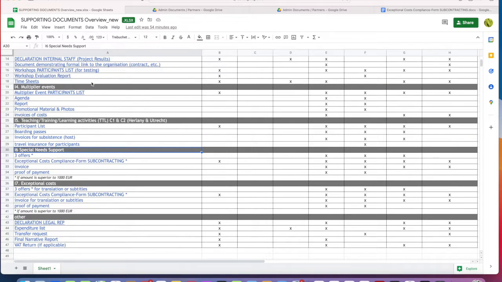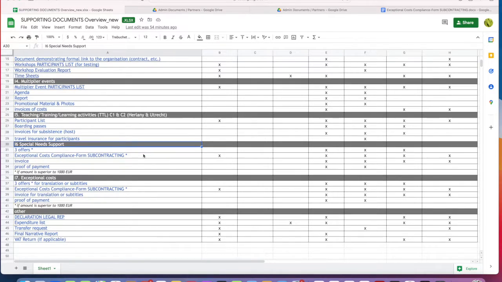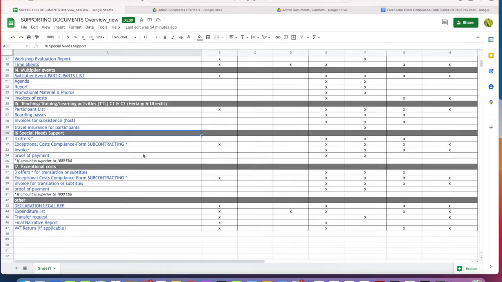So let's go to the next category. Actually, I'm going to explain two categories now: the special needs support and the exceptional costs, because the documents linked to these two categories are very similar or nearly the same actually. So you see here three offers, and this is the case if your invoice exceeds 1,000 euros. The invoice for special needs support, and what is meant by this is, for example, an accompanying person for a person with special needs who comes to a blended mobility event. And for the exceptional cost, this could be an invoice for a translation of a handbook.